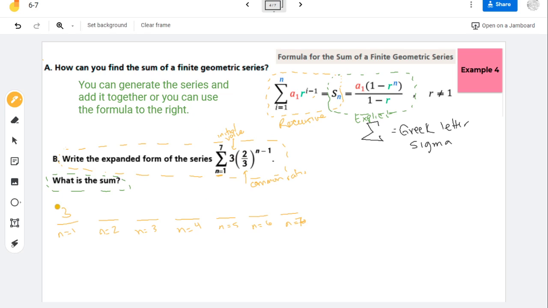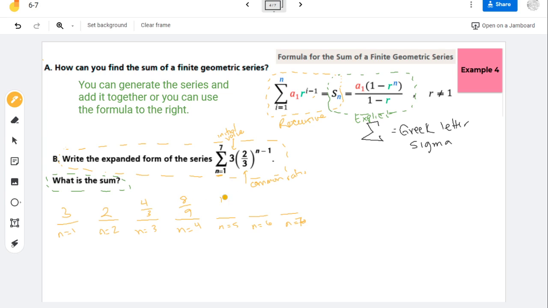So 3 times 2/3 is 2. 2 times 2/3 is 4/3. 4/3 times 2/3 is 8/9. So see, that's easy. Now the other thing that you can do is you could take these n values and actually plug them in. So I would do 5 minus 1 is 4, so 2/3 to the 4th, and then times that by 3. It's a few more steps, but you could. Or you just keep doing what I'm doing.